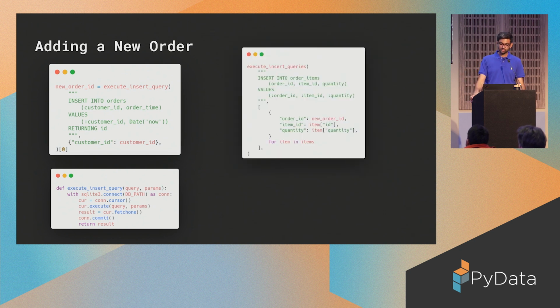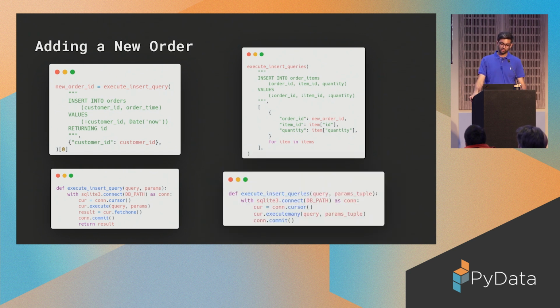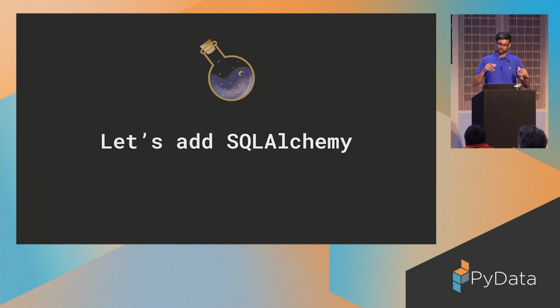And similarly, to insert multiple rows in the order items table, we have another function called execute insert queries. And this one calls execute many because there is a list of parameters. This is how it's implemented, like anyone would implement using SQLite 3. Let's see how SQLAlchemy would do this. And let's do some alchemy.